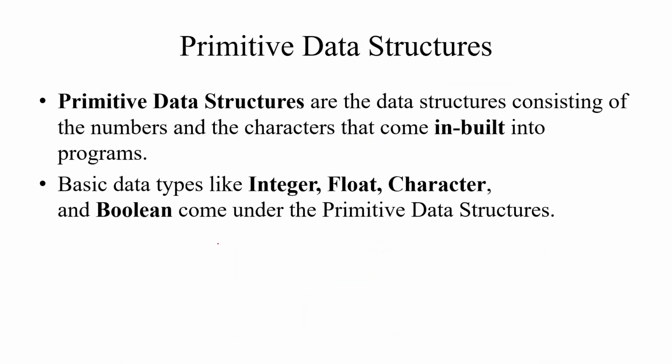Okay. Primitive data structures. As I told you, the primitive data structures are the data structures which are inbuilt into the programming languages, for example integer, float, character, boolean. When we define such kinds of data types, A, B, C, like this, these kinds of data structures are called primitive data structures.